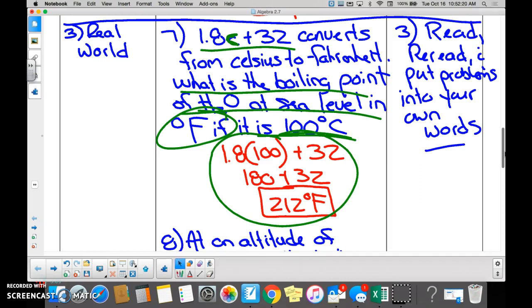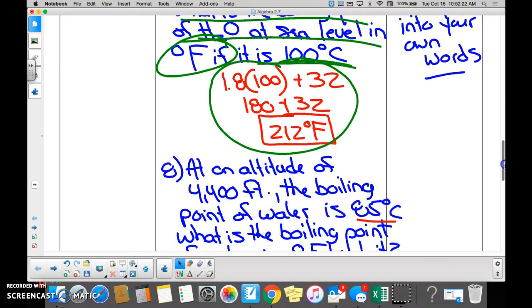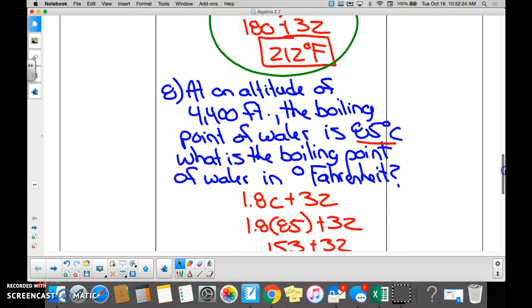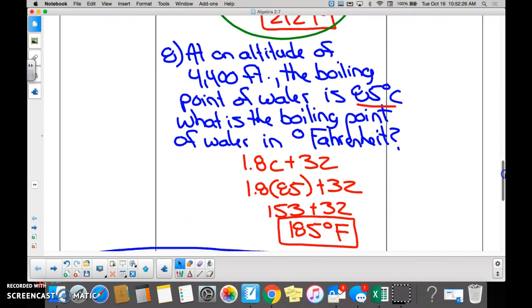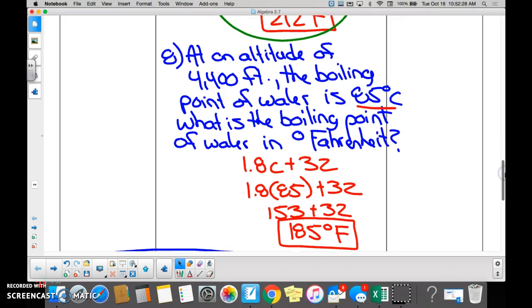All fine and dandy, but then I went down to this problem. Same exact problem, except I changed the boiling point to 85 degrees Celsius. And again, a lot of us struggled on plugging in the right numbers. Not something I think that we couldn't figure out. We need to be better at solving these types of problems. You had enough information to solve them, you can't give up.